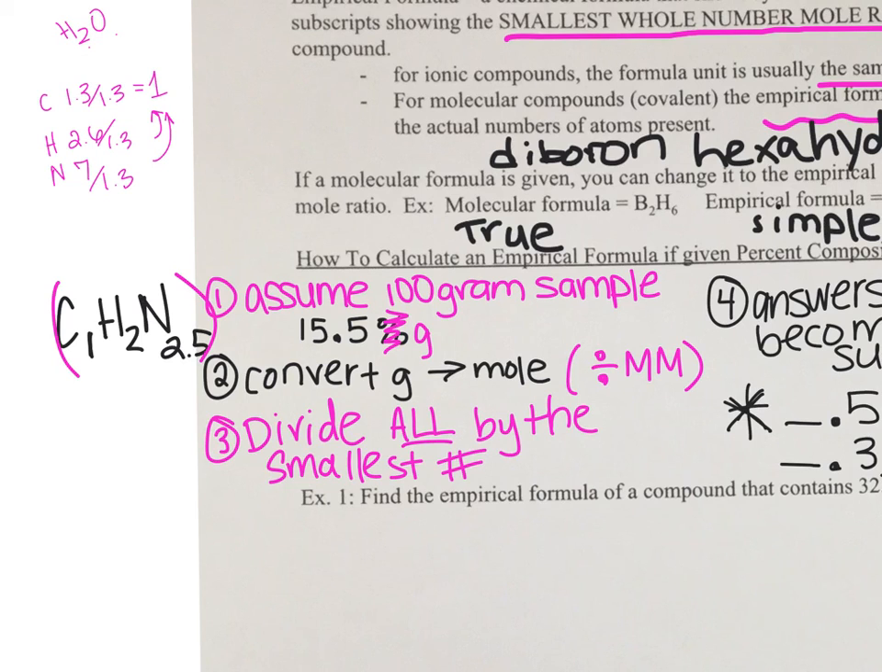Multiply it by 2 to save everything. So now we would have C2, H4, and N5. You guys see that? To get rid of the 0.5. That's how you're going to fix it if something ends in a 0.5. But did you notice that we have to do it to everything? You can't just fix that one subscript.